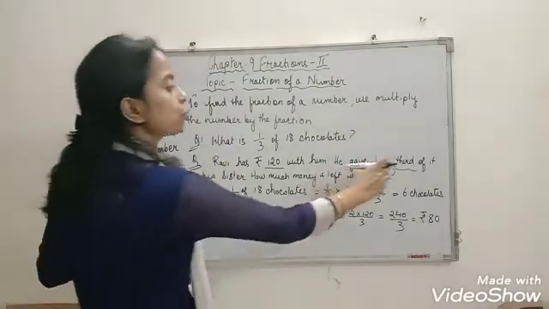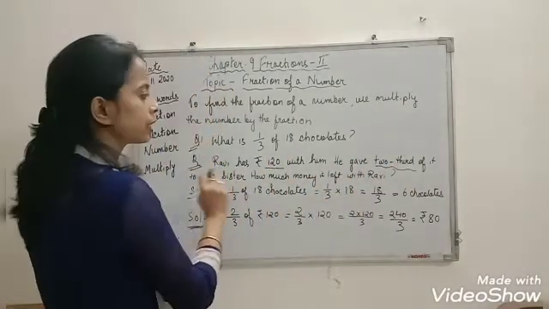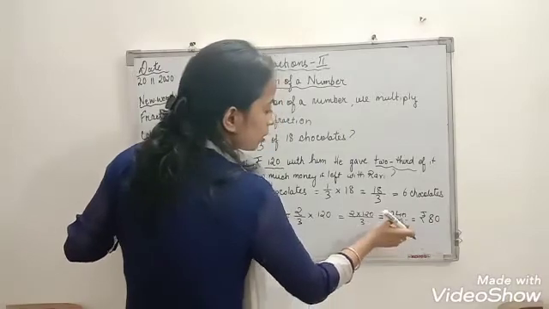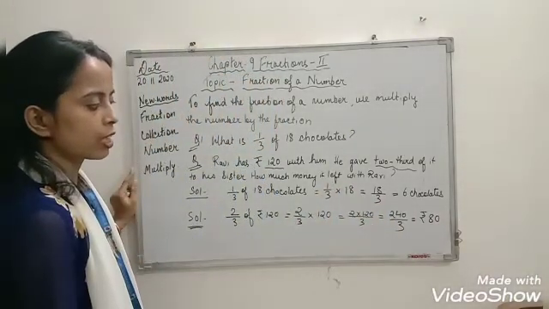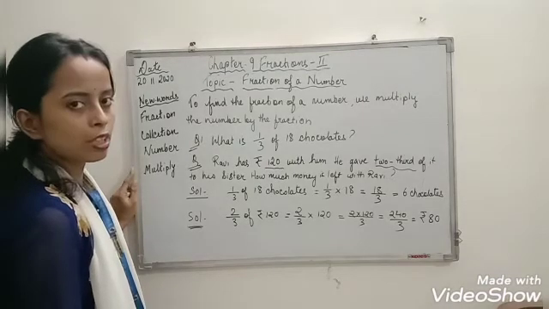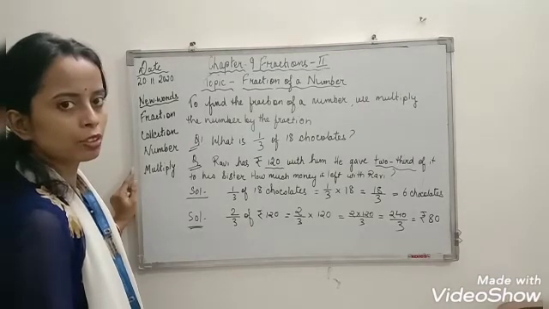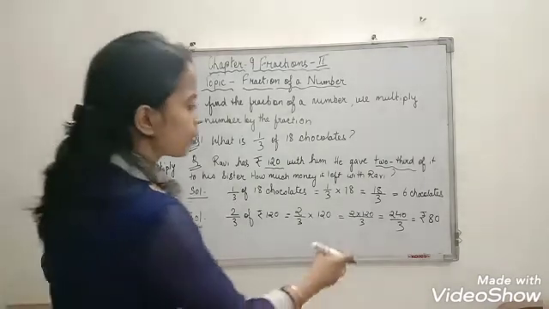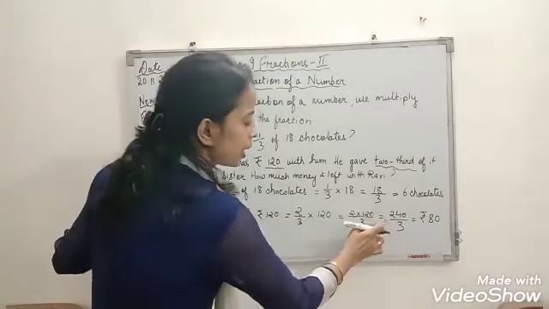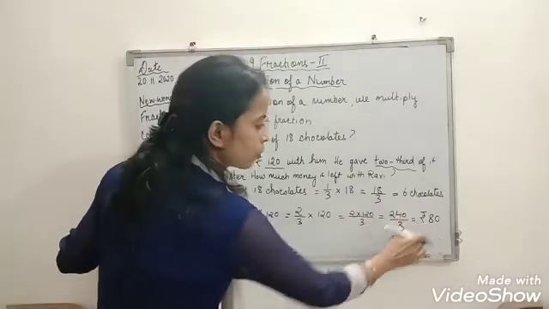Yes or no? He gave 2/3 of 120 to his sister. You have to find out 2/3 of 120 first. After doing this, we got 80.